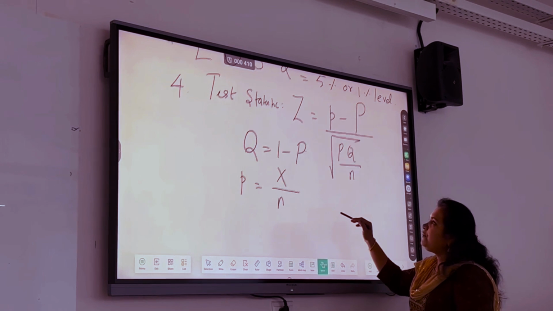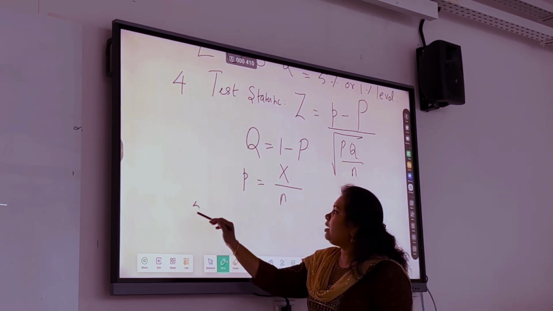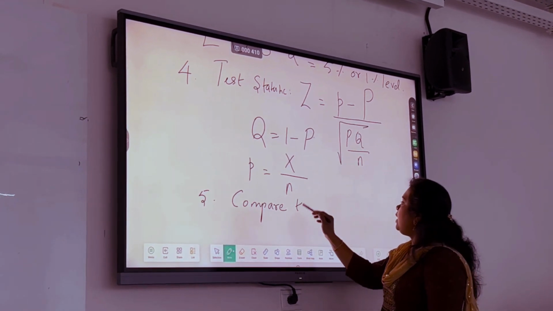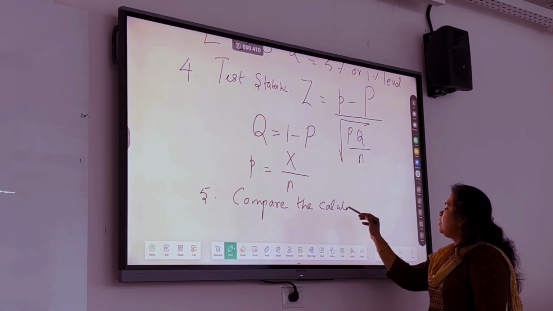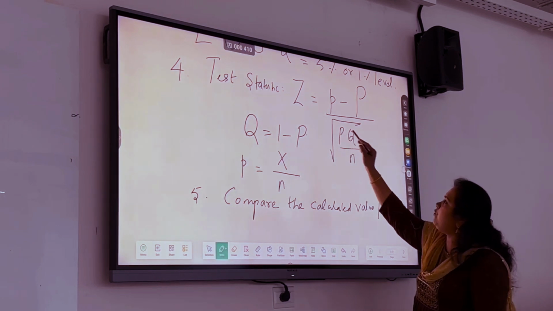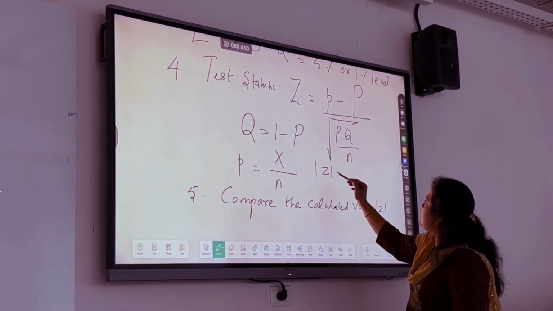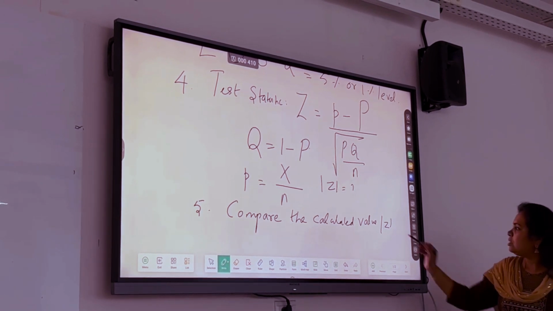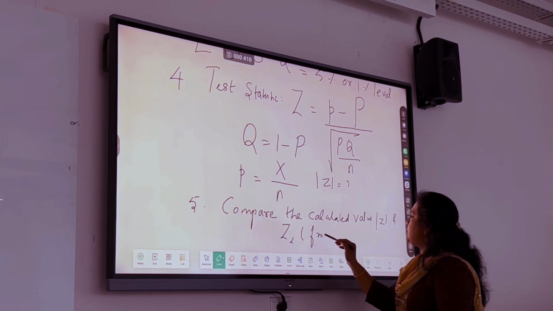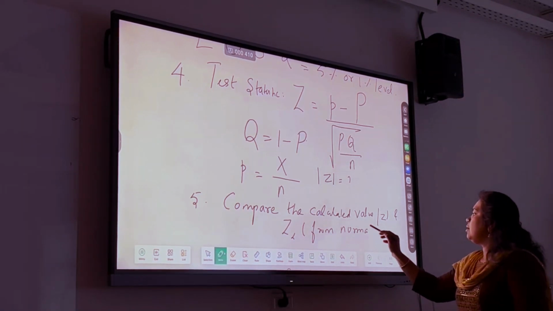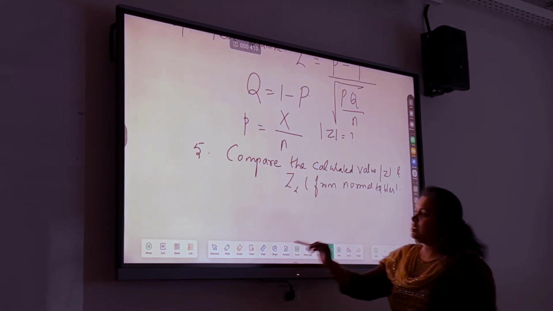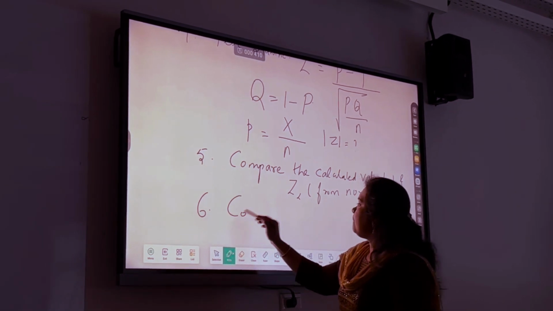So, after knowing all these values, we will go and compare the calculated Z, which is denoted by mod Z. After finding the value for Z, we have to calculate mod Z, and compare with your Z alpha from normal tables. After finding this, we will come to the conclusion.